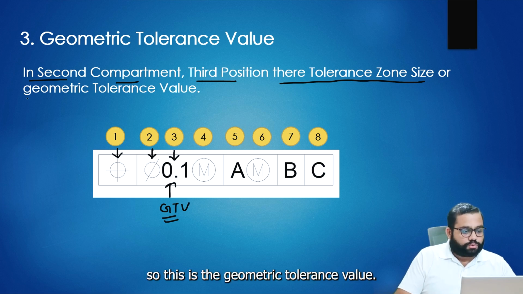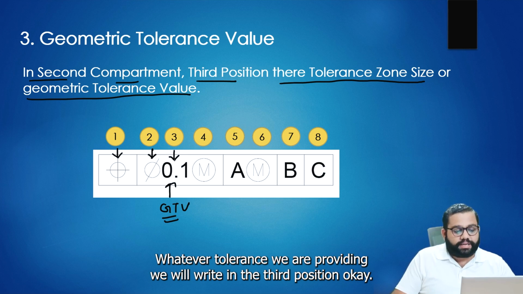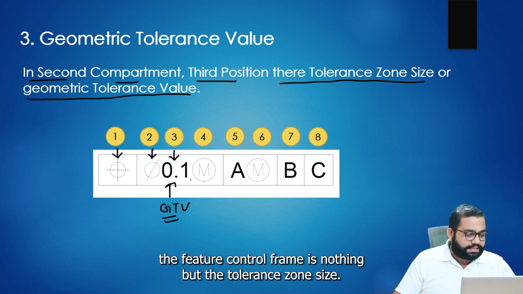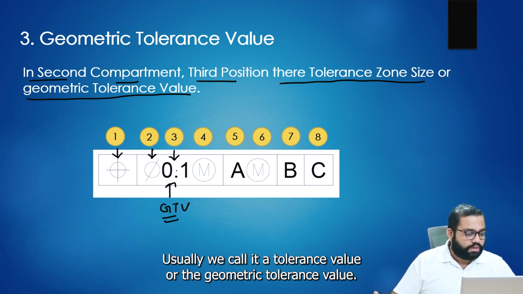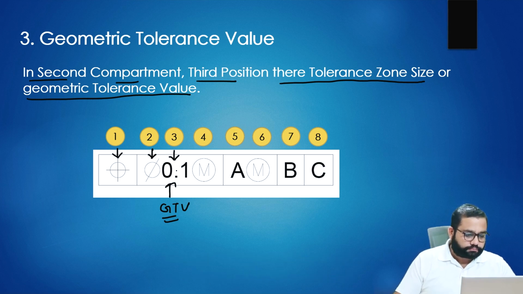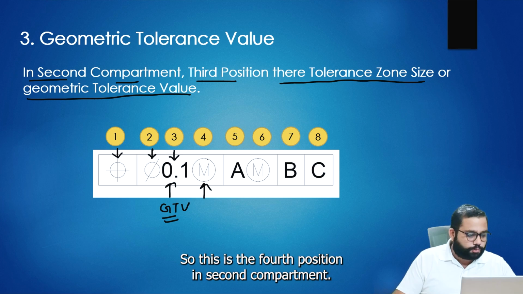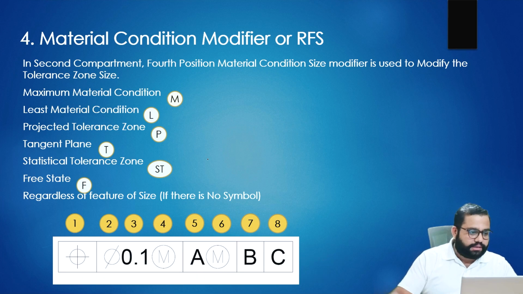Whatever tolerance we are providing, we will write in the third position. The numerical value given in the feature control frame is nothing but the tolerance zone size. Usually we call it the tolerance value or the geometric tolerance value. Now we come to the fourth position in the second compartment.